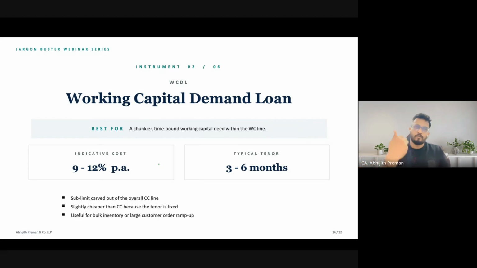At that time, since you have a cash credit, what you can do is approach the bank and ask for a working capital demand loan. They will give that to you and you can repay it in the next 3 to 6 months.